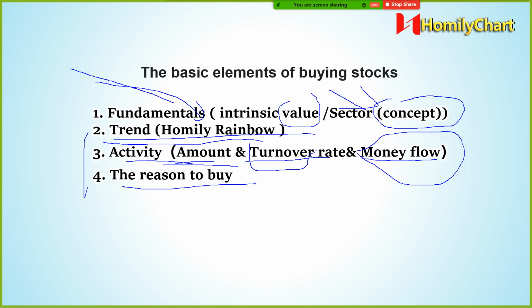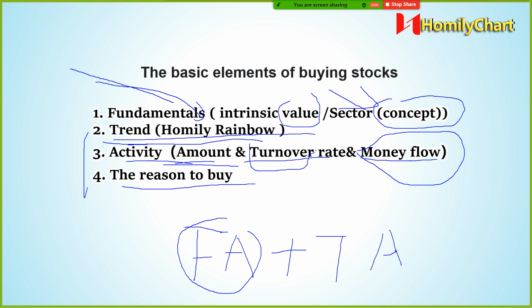Now, it's a modern trading world. We need to combine FA and TA. So now, most winners in the market are just combining FA and TA. If you only focus on the FA, how can you buy Tesla, how can you buy the very good share this year, right? So combine FA and TA.